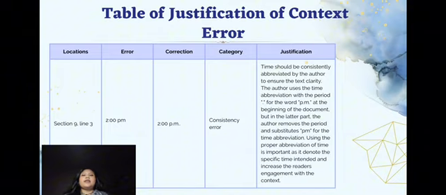The author did not maintain a consistent way of writing the time in the document. For example, the author included abbreviation or period for the words PM and AM at the beginning of the document, but excluded them in some parts of the document. Using the proper abbreviation of time is important, as it denotes the specific time intended and increases the reader's engagement with the context.